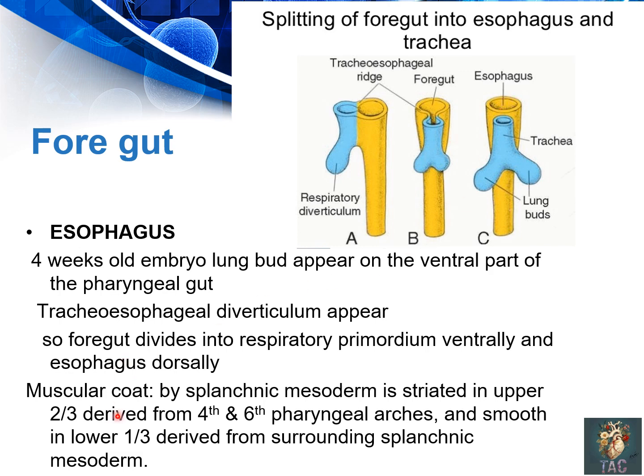So please remember, the muscular coat of the esophagus is formed by the splanchnic mesoderm, and it is striated in the upper two-thirds, derived from the fourth and sixth pharyngeal arches, and the lower third is formed by smooth muscle and derived from the splanchnic mesoderm. So dear students, please remember, these are your MCQs. Their origin, they are striated in the upper third and derived from the fourth and sixth arches, and they are smooth in the lower third and derived from the splanchnic mesoderm of the area.